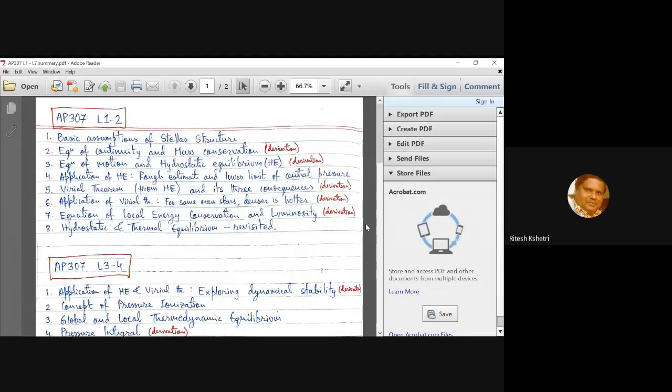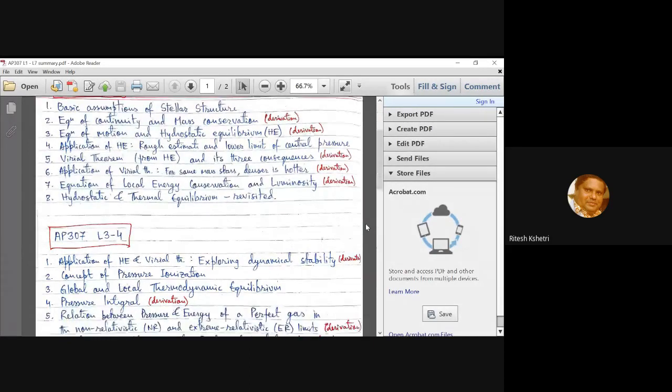Then we talked about a very interesting application where, using the virial theorem, we saw that for the same mass stars, the denser star is hotter. This was a very interesting and important derivation. After that, we talked about the equation of local energy conservation and luminosity. And then we talked about whether it is possible to have both hydrostatic and thermal equilibrium at the same time. So these were the contents of the first two lectures.